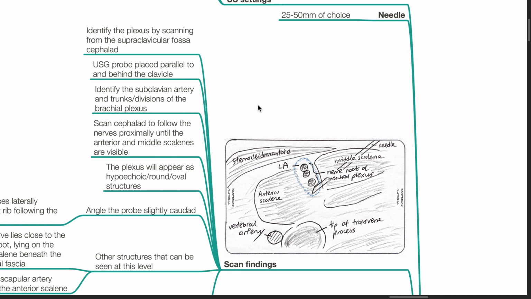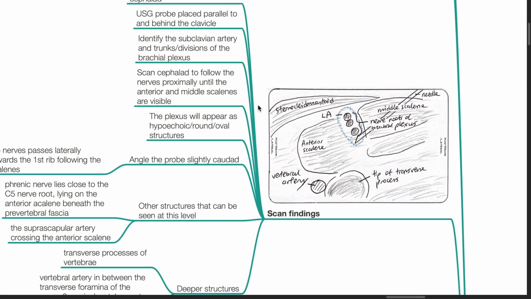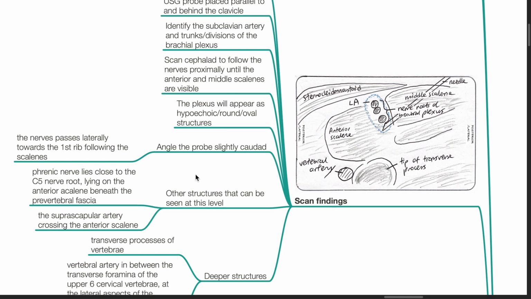The plexus will appear as hypoechoic, round, oval structures. Angle the probe slightly caudad. The nerves pass laterally towards the first rib, following the scalenes. Other structures that can be seen at this level include the phrenic nerve, which lies close to the C5 nerve root, lying on the anterior scalene beneath the prevertebral fascia.